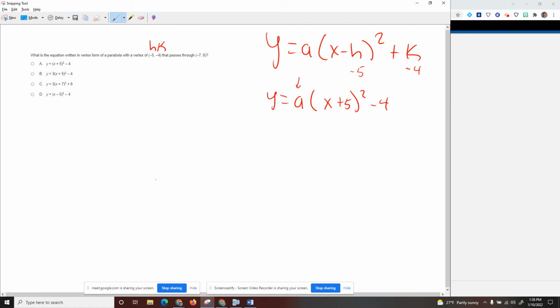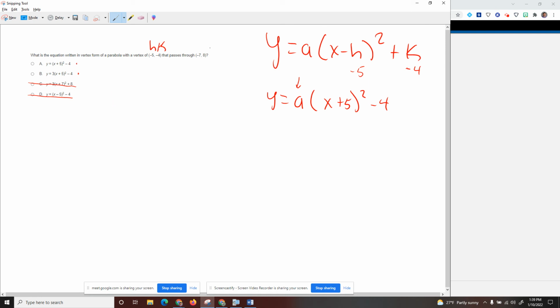But if I look at the answer choices at this point, I already know that it's plus 5 on the inside and minus 4 on the outside. So it could be answer choice A, it could be answer choice B, because they both have plus 5 on the inside and minus 4 on the outside, but it's not going to be C, and it's not going to be D. Okay, so I already know that off the bat.